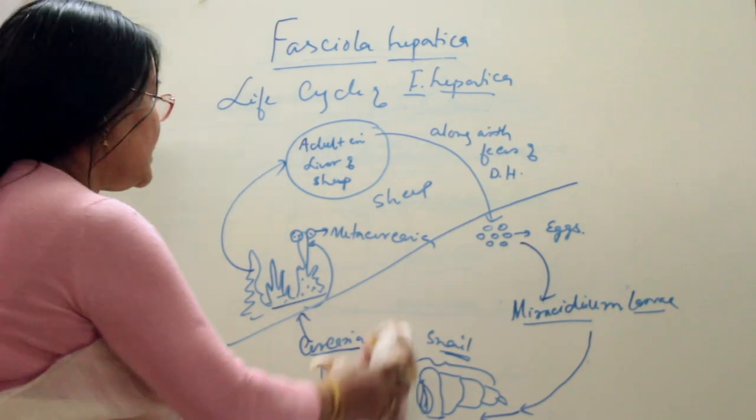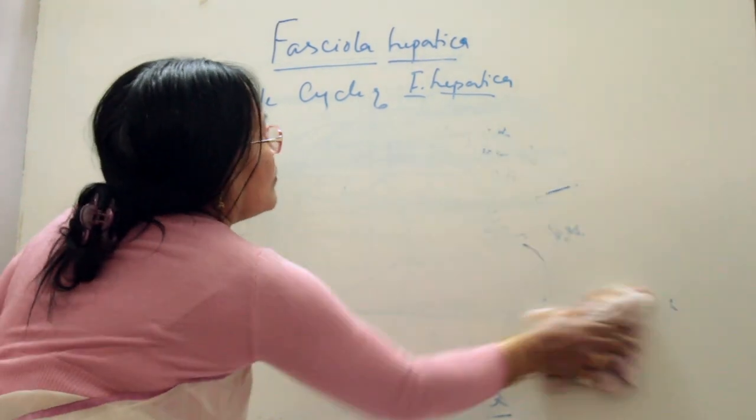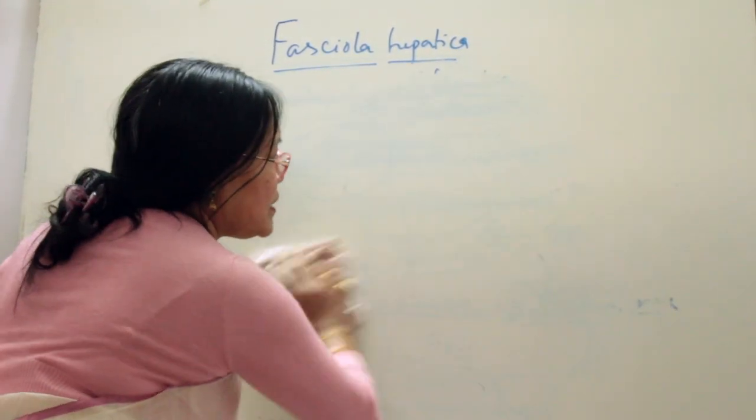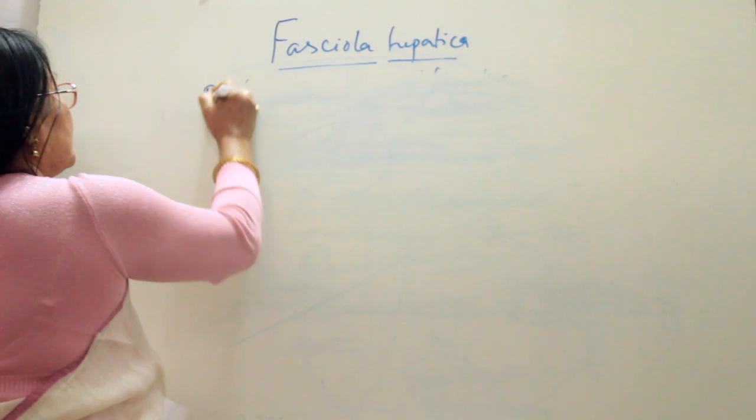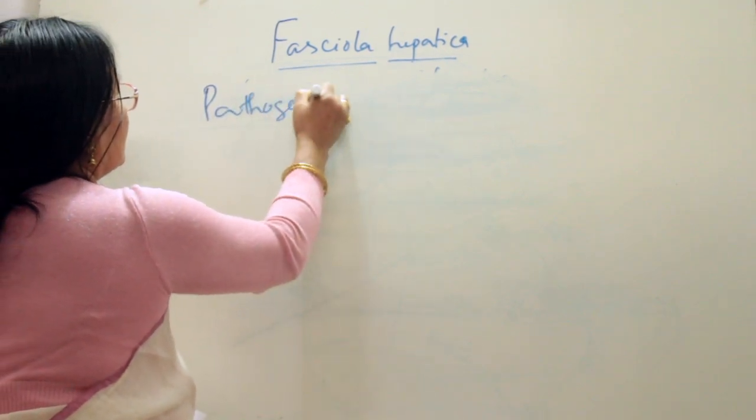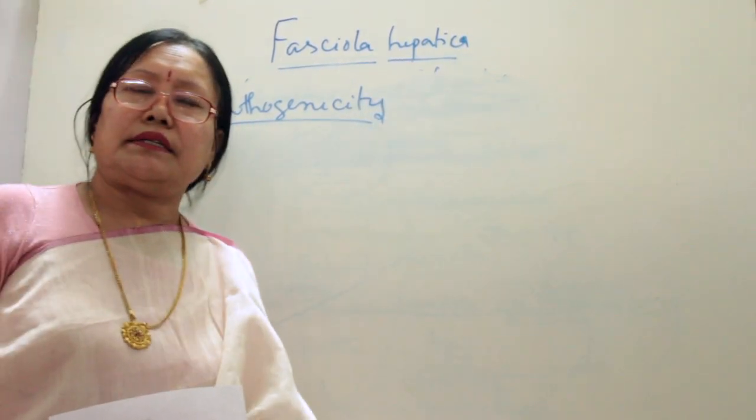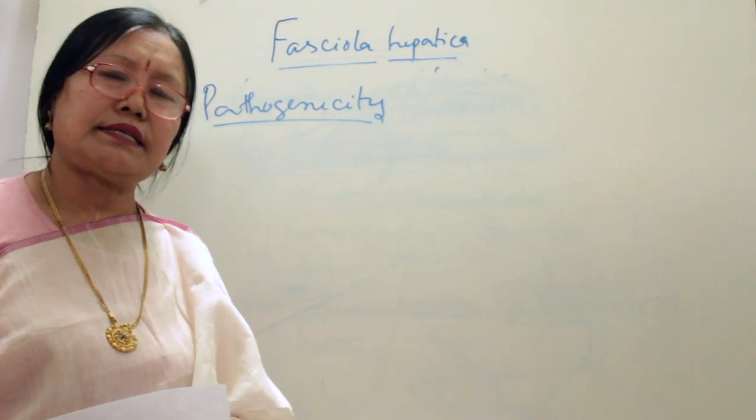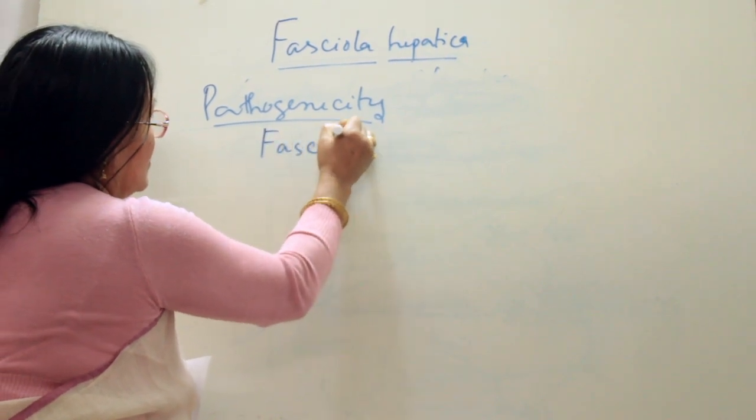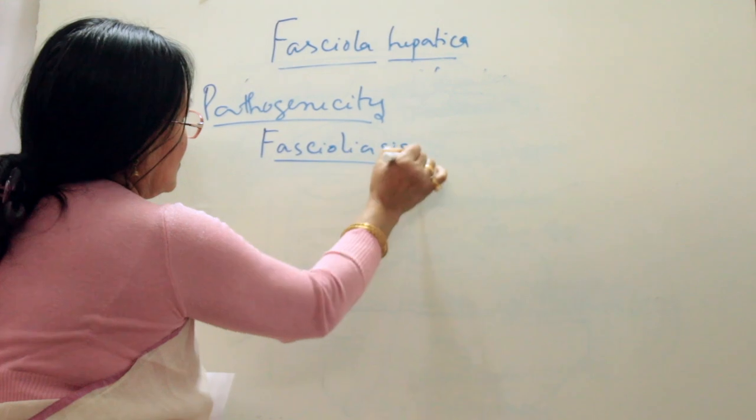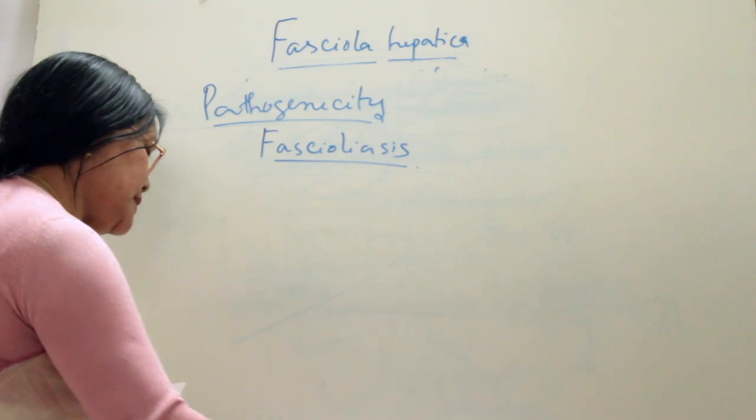Then what about their disease? Pathogenicity means the disease caused by these parasites. The disease caused by this parasite is known as fasciolasis.